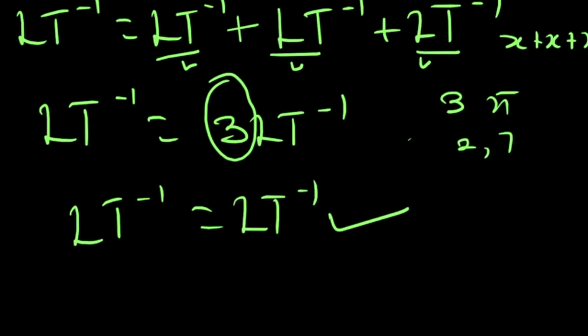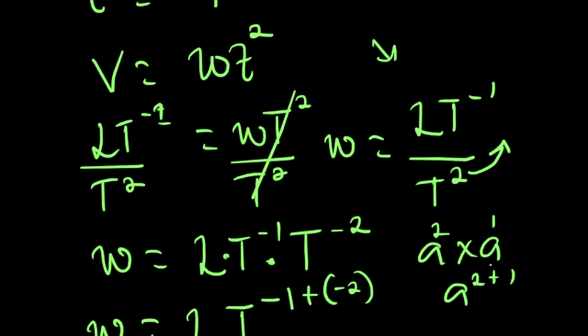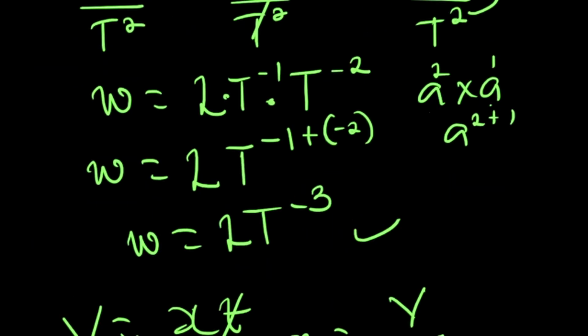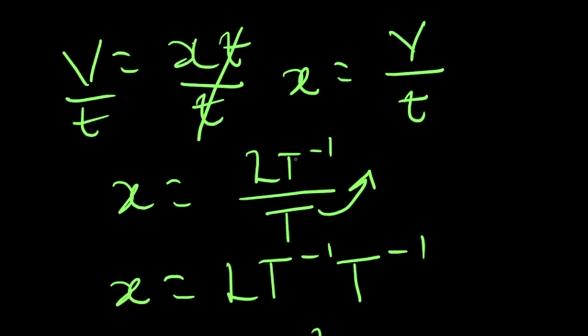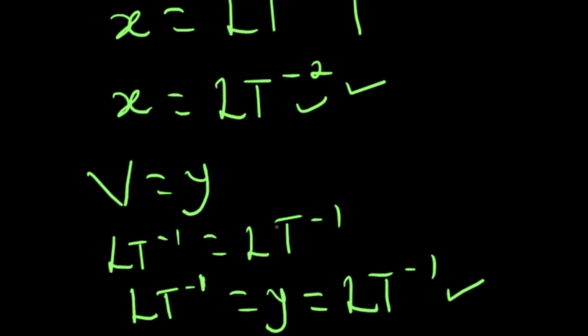Have you seen that the principle of homogeneity holds true in this case? And this simply means that truly the dimension of w is LT^-3. The dimension of x is truly LT^-2. And then for y, it is truly LT^-1.